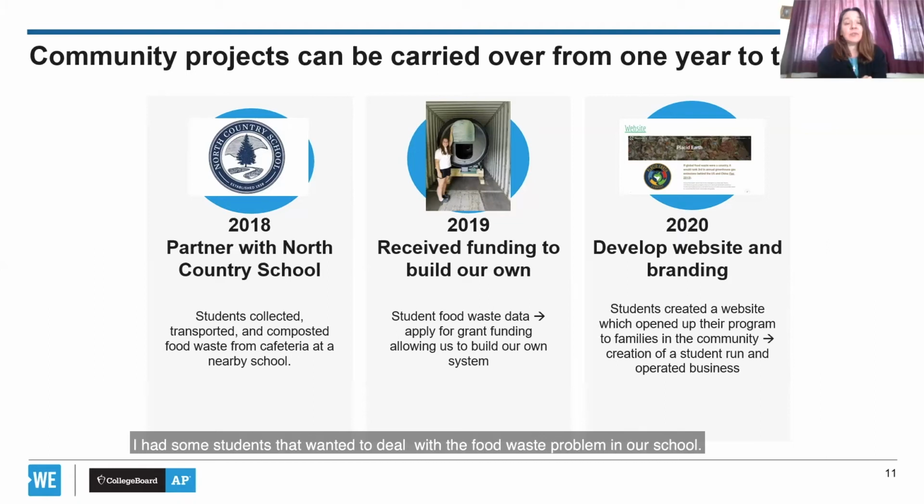I had some students that wanted to deal with the food waste problem in our school. All of the school's food waste was going to a transfer station where it went to a landfill. And they were not okay with that. And they wanted to start composting.